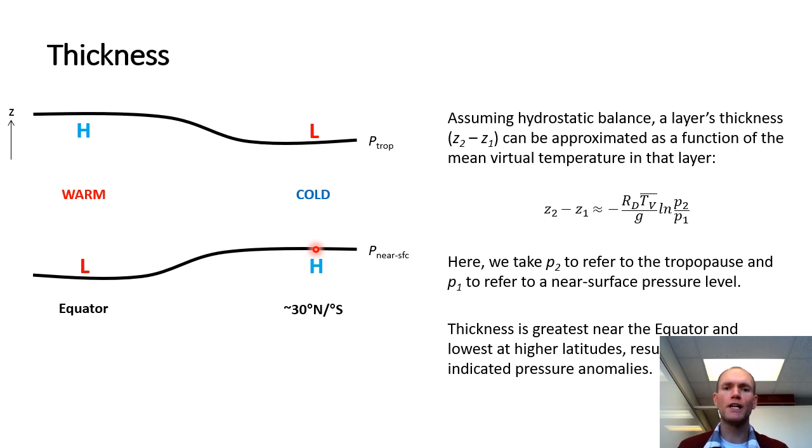So consequently, this results in relatively low pressures near the surface at the equator, relatively high pressures near the surface in the subtropics, relatively low pressures aloft in the subtropics, and relatively high pressures aloft near the equator. And this matches pretty well with what we saw from our tropical climatology materials a couple of weeks ago, where we would see low-level anticyclones in the subtropics and upper-level troughs in the subtropics.